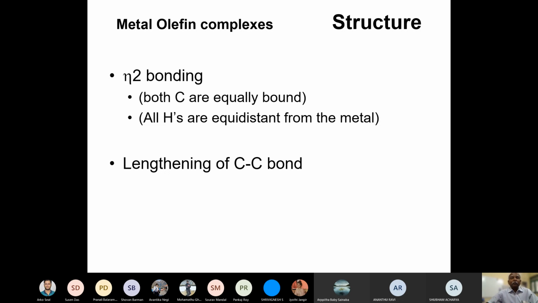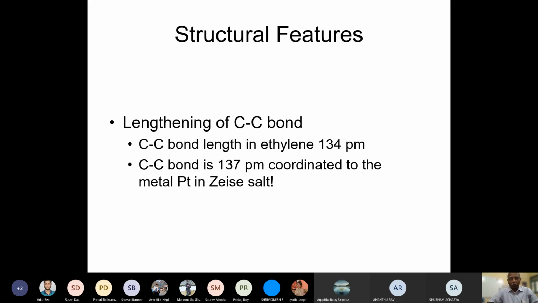What we notice from the structures of these complexes is that the carbon-carbon bond is longer than the carbon-carbon bond in the free form. The coordinated olefin has a longer carbon-carbon bond distance. This bond distance change is not very large. The lengthening in the Zeiss complex is only 3 picometers.